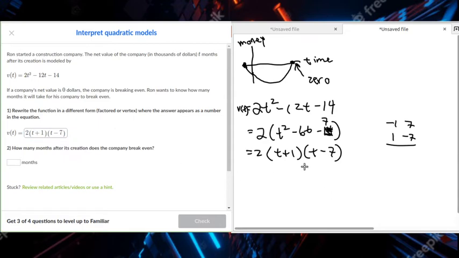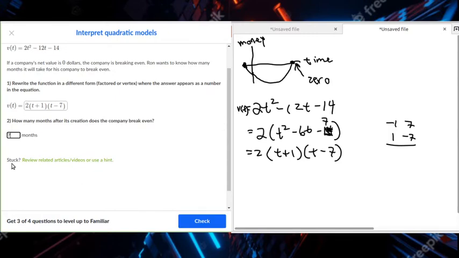And so the question is, how many months after its creation does the company break even? So if we want zeros, then either t plus 1 is 0, so t is -1, or t minus 7 is 0, so t is 7. And that's the number we want right there, which is 7. So at 7 months it hits 0.